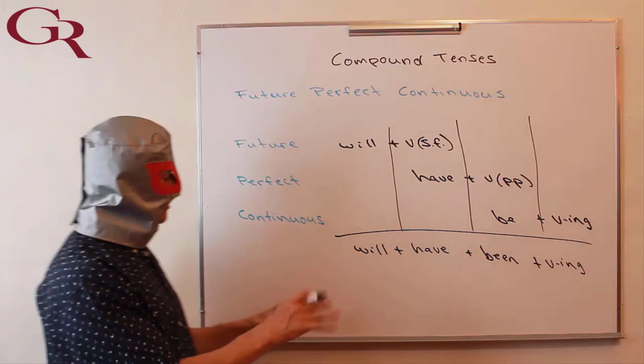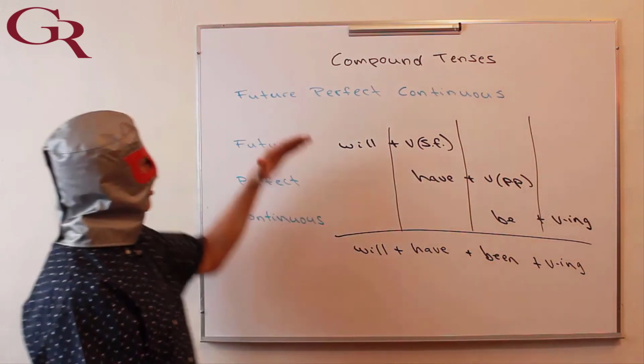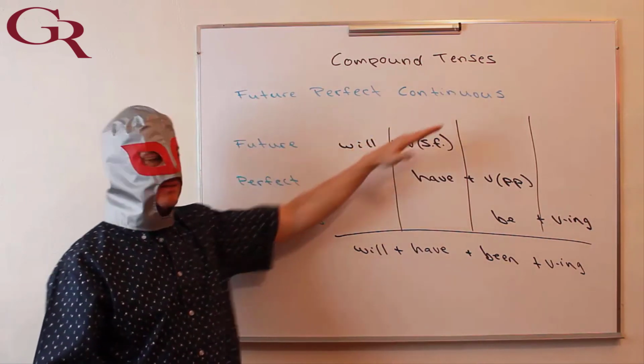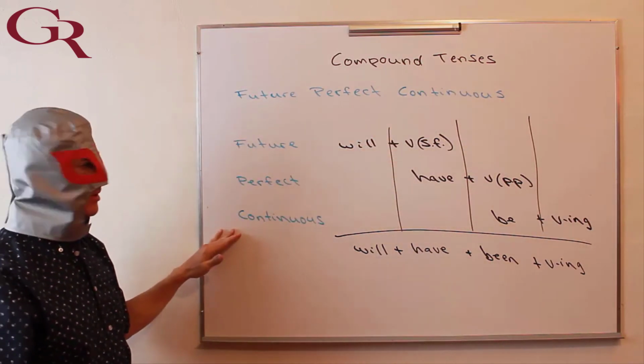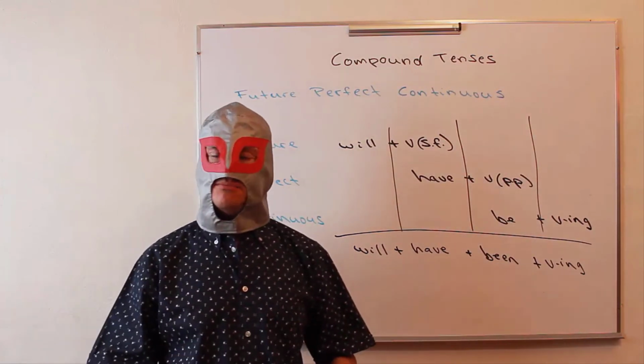Now once again, remember, this is not a complete sentence. This is just the grammar structure. So a complicated tense made simple. So once again, as we can see, compound tenses, easy peasy, super breezy.